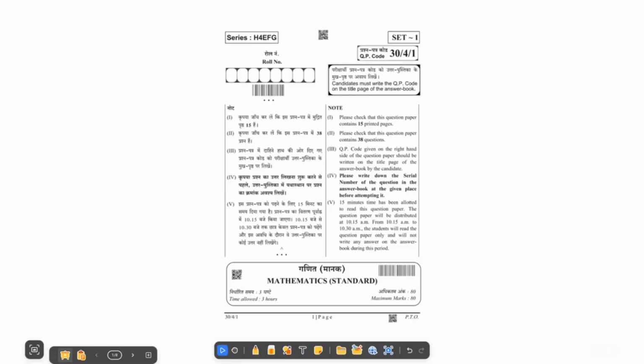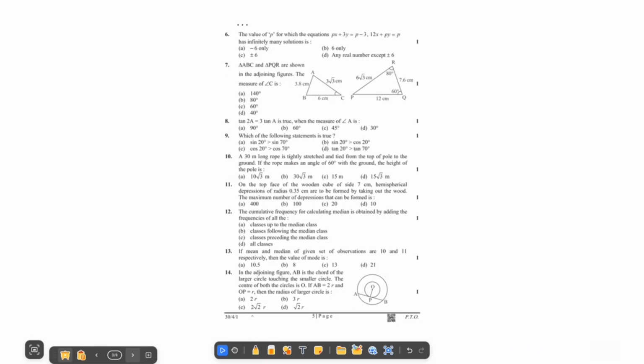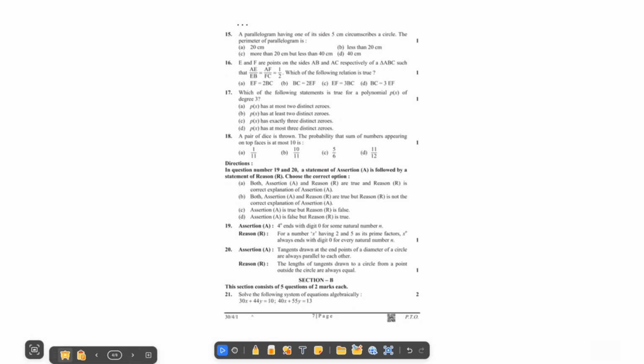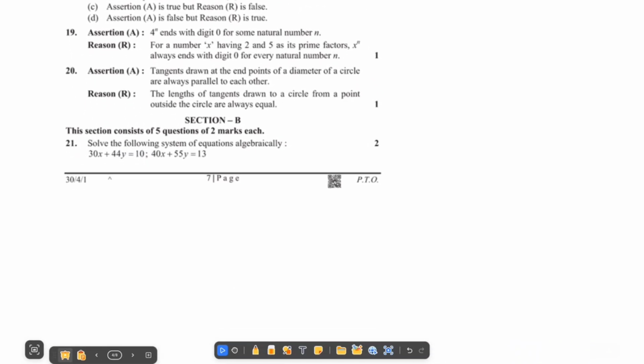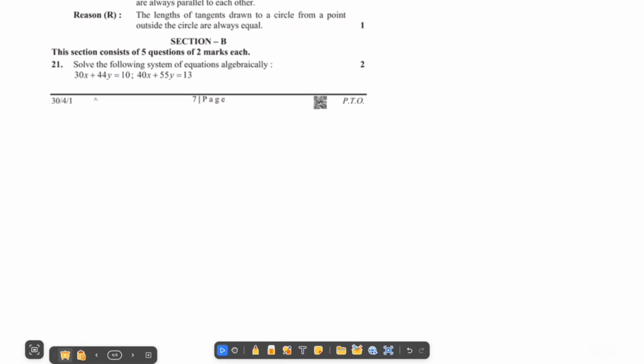In the last video, we discussed section A problems of this question paper. Now in this video, we will discuss section B problems. Let's see section B problems. In section B, the 21st question is: solve the following system of equations algebraically.